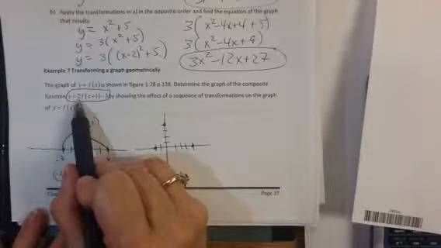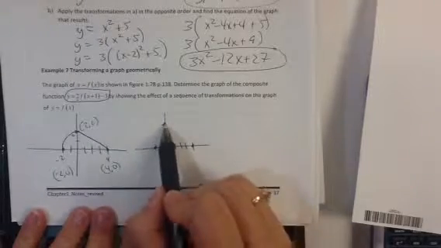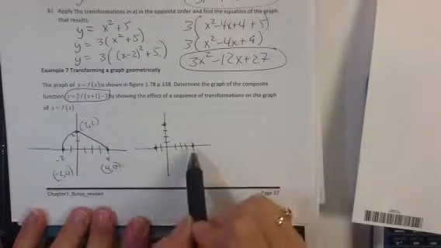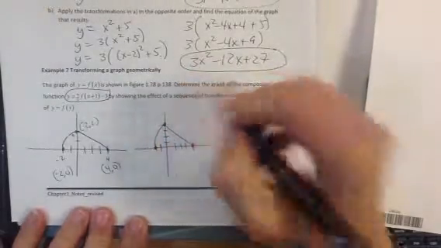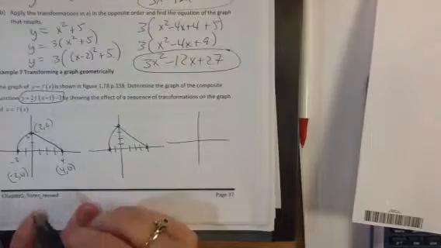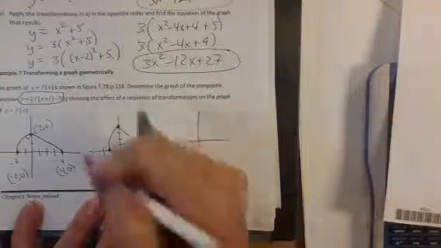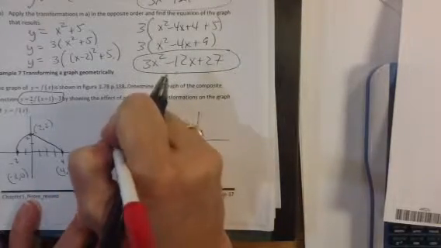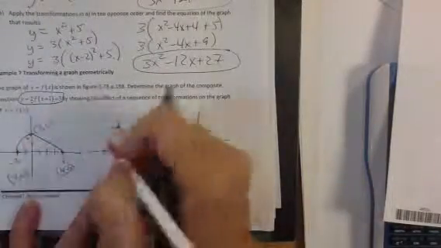And I'm multiplying all the y values by 2. 0 times 2, 0. 2 times 2, 4. 0 times 2, 0. So now I have vertically stretched this by 2. The next thing I need to do is take every one of these points and shift it to the left 1. Here's this one. Shift this one over to the left 1 and shift this one over to the left 1. So now this part of it looks like this.